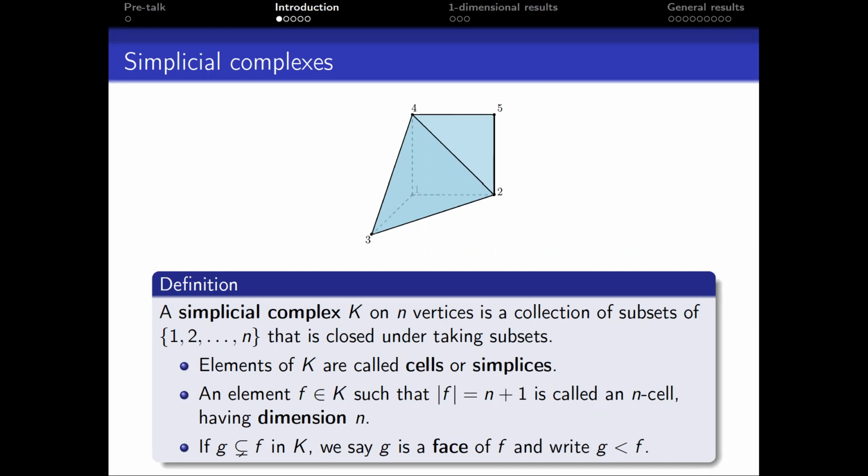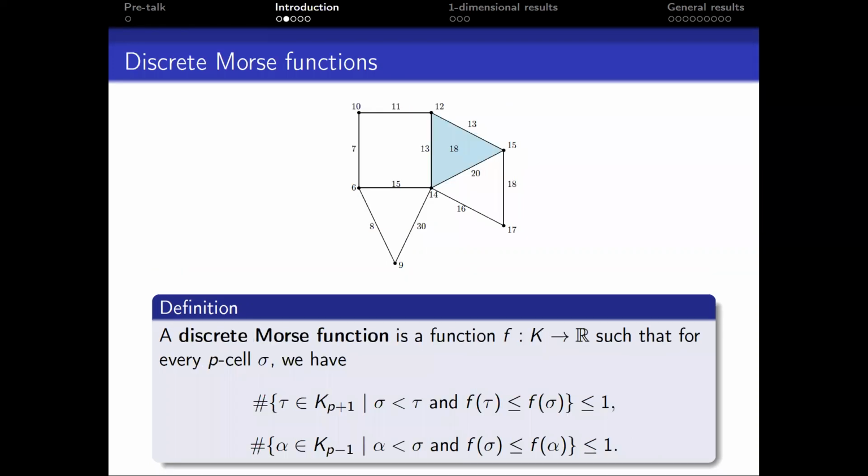That also induces a partial order on the set of simplices of a simplicial complex. Okay, so now we saw two examples. I didn't define what a Morse function is, and this always intimidates people when you define a discrete Morse function because it's given by some sort of cardinality condition, and it's actually two conditions.